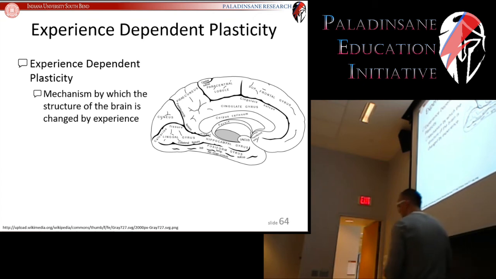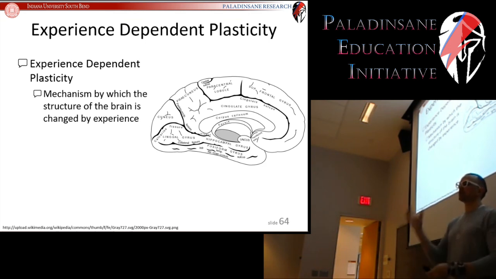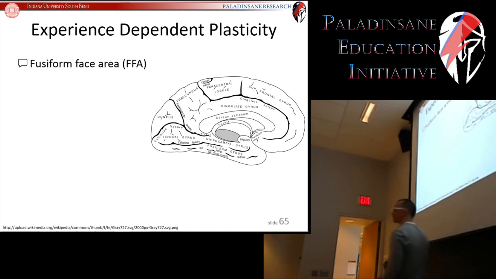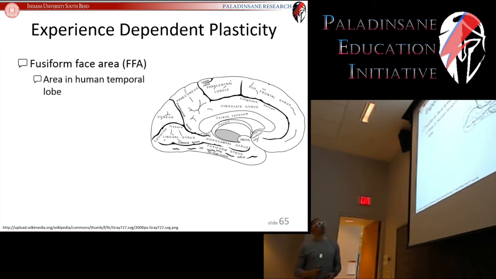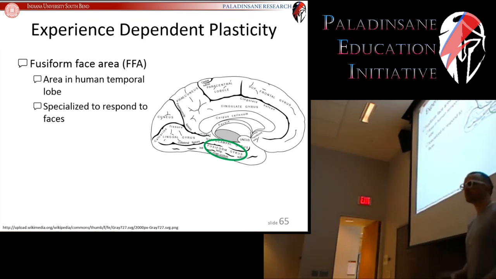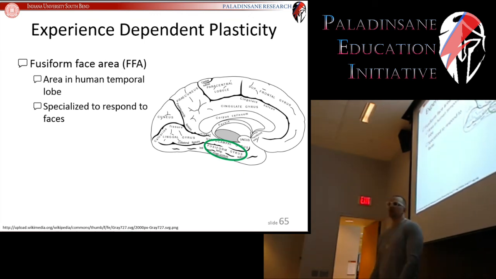So one of the big questions in neuropsychology is, what is each area of the brain for? What does each area of the brain do? What is its function? And one area that was identified is called the fusiform face area, and that is this area right there. So it's in your human temporal lobe, so it's on the side. And this is an area, and you can tell by the name, it's called the fusiform face area.